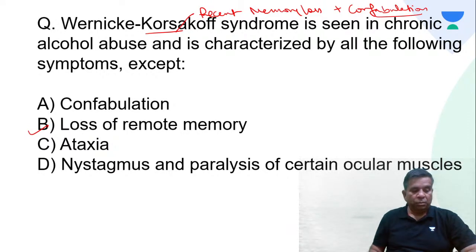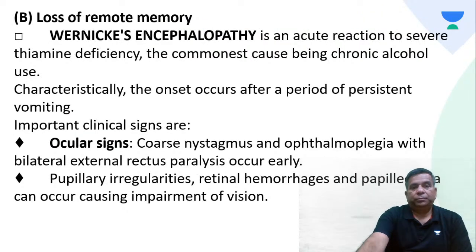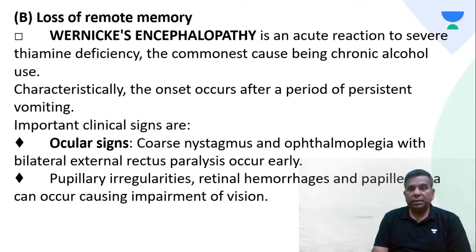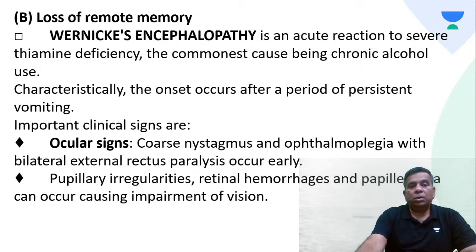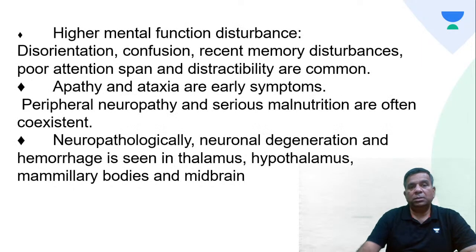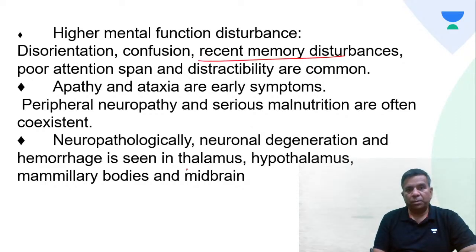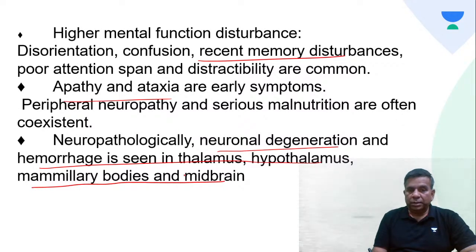So we may have ataxia, nystagmus, confabulation, but there is an anterograde amnesia, more of an anterograde amnesia. That's an acute reaction to severe thiamine deficiency, the commonest cause being alcohol. Other causes can be uremia and excessive vomiting in pregnancy. Ocular signs are nystagmus, ophthalmoplegia, pupillary irregularities, and disorientation, confusion, recent memory disturbances, apathy, ataxia, and hemorrhage in the mammillary body and the midbrain. So, neuronal degeneration and hemorrhage in the thalamus, hypothalamus and the mammillary body.